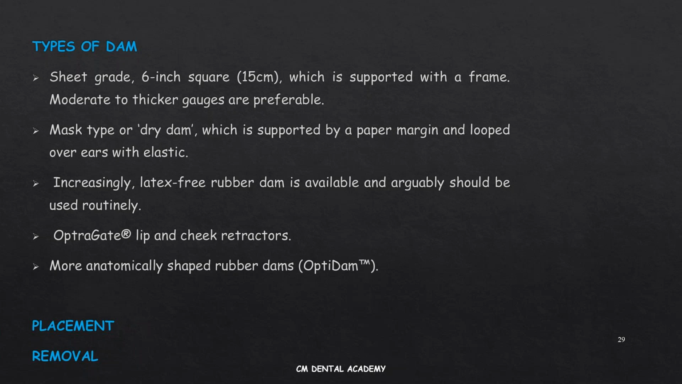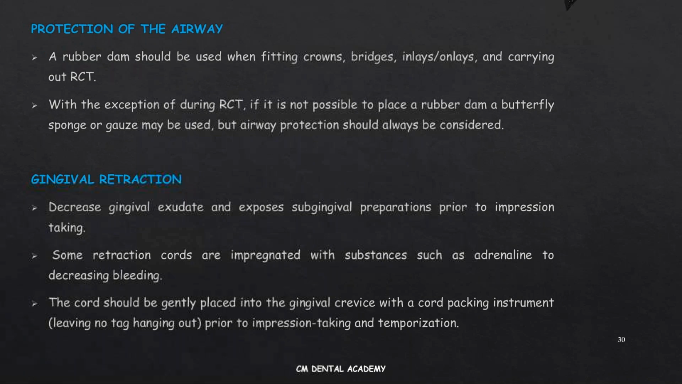Then the removal of the dam. To begin with, we have to take away the clamps and the ligatures, then stretch the dam, carefully cut the interdental septa with scissors and then remove it. So removing is going to be less time consuming and easy to perform.